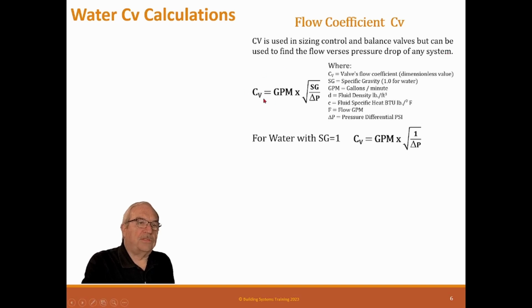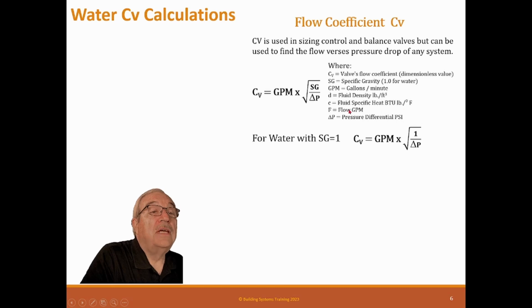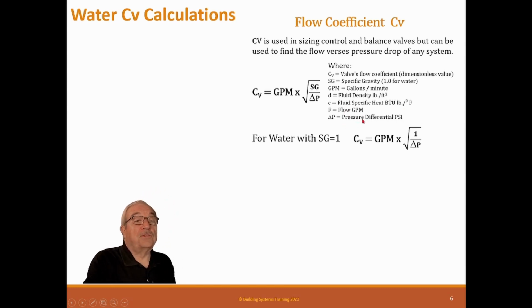So here's the formula. CV equals GPM times the square root of specific gravity divided by the delta P pressure. And the CV is unitless. Specific gravity is 1 for water. GPM is gallons per minute. And the delta pressure is in PSI. So not feet, it's in PSI. So if you have a system that's in feet, you have to convert that to PSI before you use this formula. Okay, so that's the formula. If you need the delta P, then that's the formula.